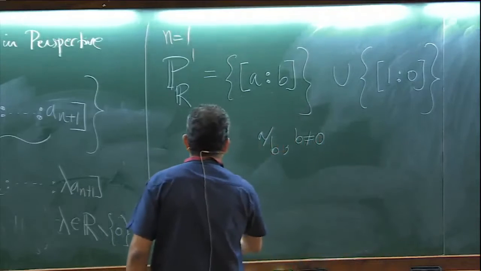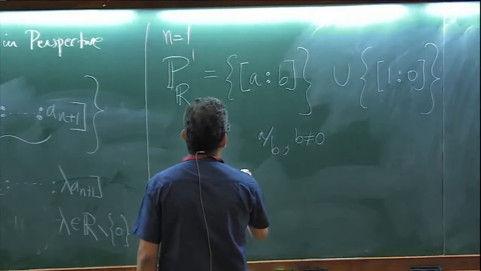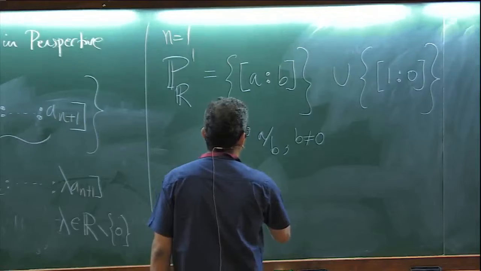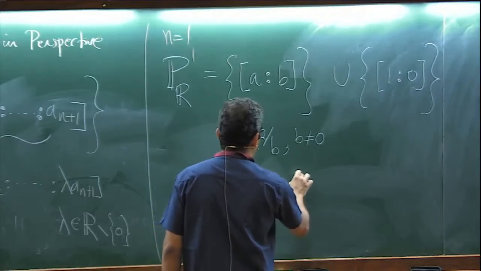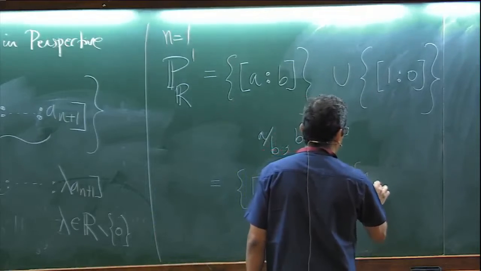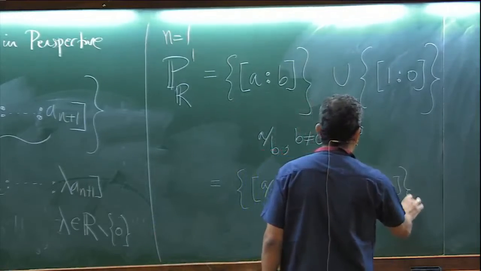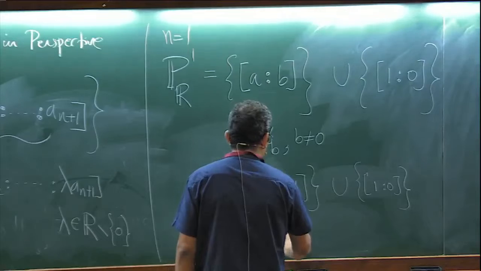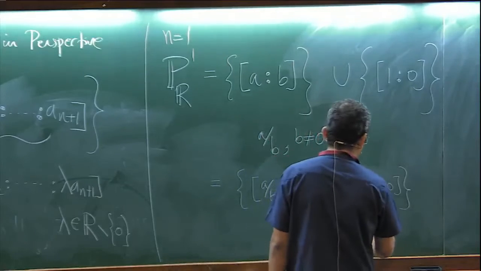I'll just modify it like this. So this is equal to A over B, 1 union 1, 0. This is what I wanted to write. And then I want to think of this as R, and this is infinity.